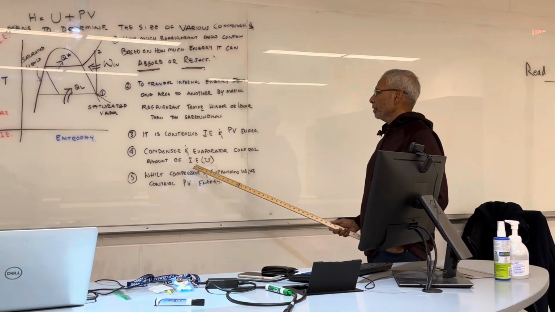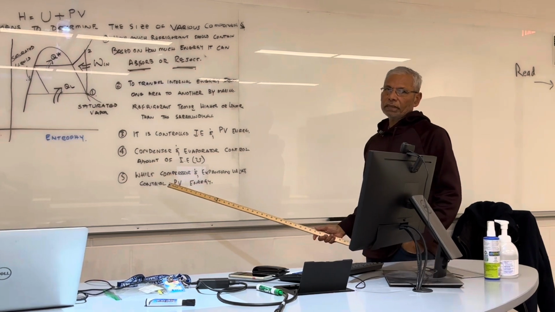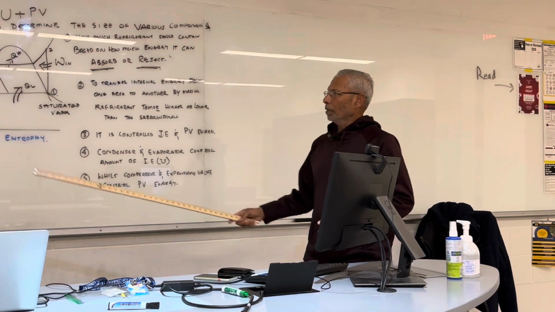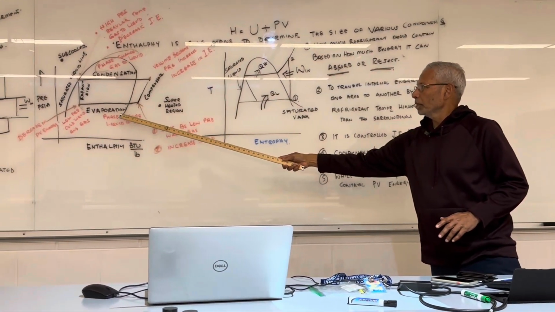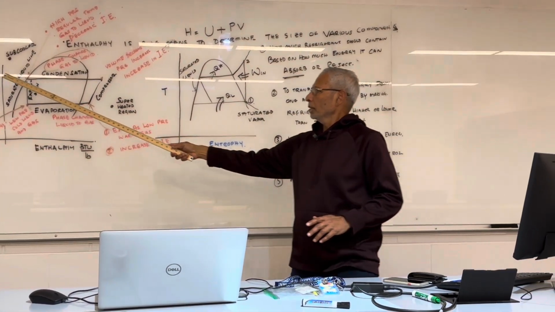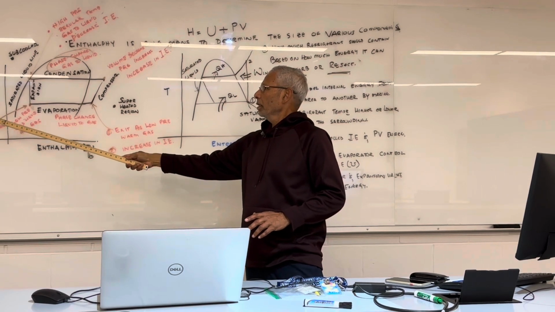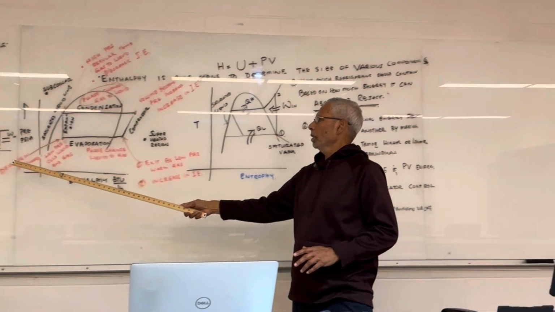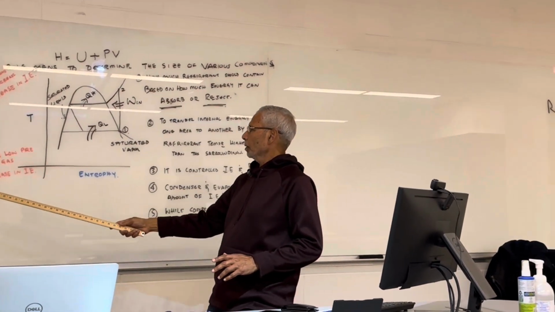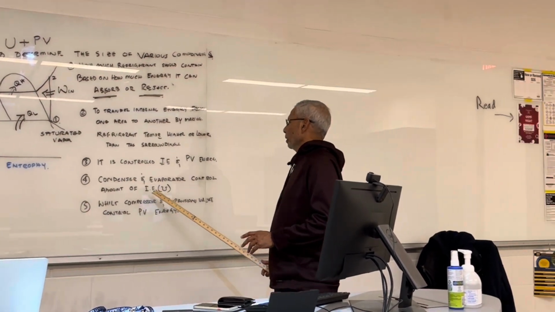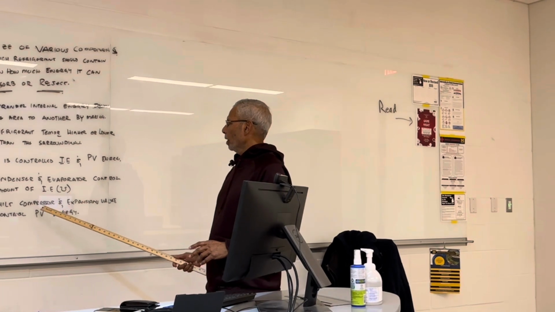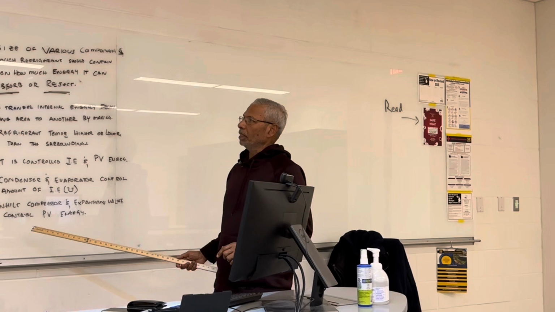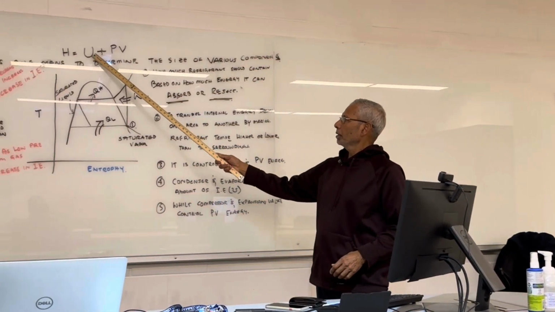Condenser and evaporator control the amount of internal energy. Just remember that: condenser and evaporator. Our condenser is here and evaporator is there. And also on the working schematic, condenser is here and evaporator here. So in those areas, what are we doing? We're changing the internal energy. While compressor and expansion valve are controlling the PV energy, because remember the two components: internal energy, PV energy.